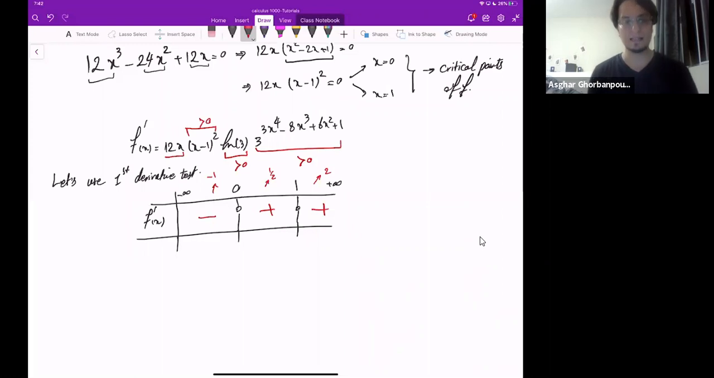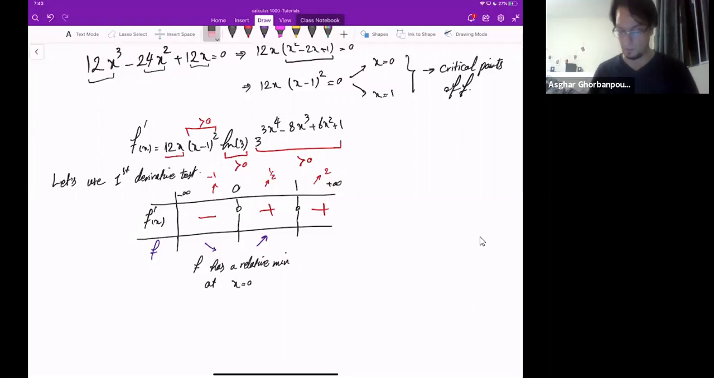Now, look at where the critical points were. Here at 0, before 0, f prime is negative. After 0, f prime is positive. It means that f was decreasing, then increasing. So that means that f has a relative min at x equal to 0.